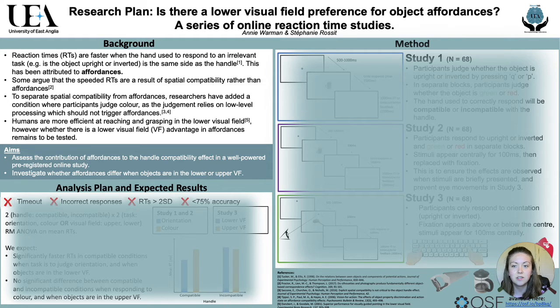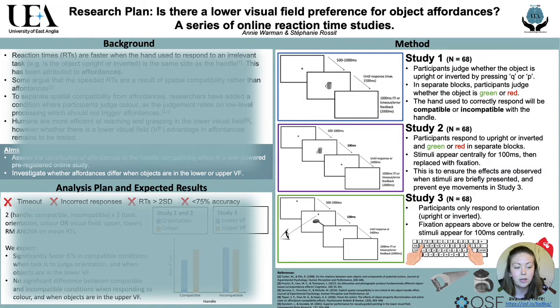So the aims of our study are to investigate the contribution of affordances to this handle compatibility effect online, and to see if affordances differ in the upper or lower visual fields. We will conduct 3 studies online built in Gorilla. In all experiments, participants will respond by either pressing P with their right hand or Q with their left hand.